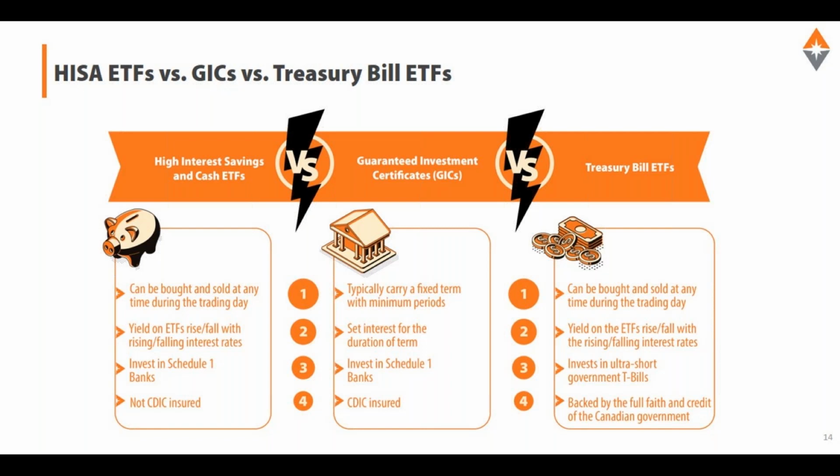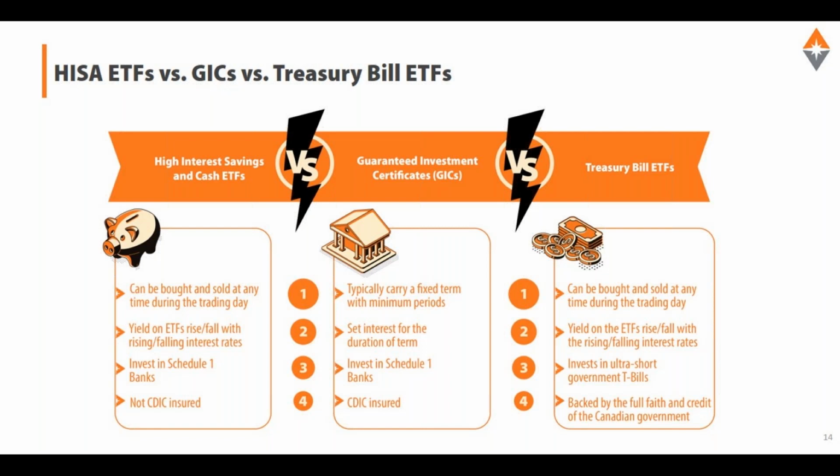There are also some differences between the T-bill and HISA ETFs that I think matter as well. The first is that in both the GICs and HISA ETFs, the underlying investment is with Schedule I banks. Now, that's not the government. With the T-bill ETFs, on the other hand, the underlying constituents are government T-bills. So they're backed by the full faith and credit of the respective government. And that means that in the case of T-bill ETFs, CDIC insurance isn't really applicable because the respective issuer is the government. Yeah, exactly.